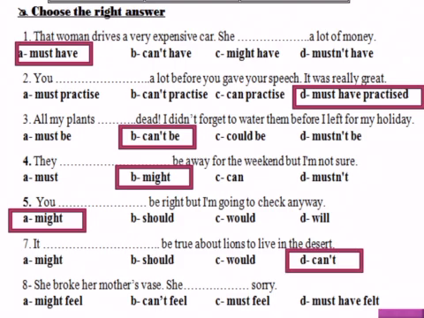Number 8, she broke her mother's vase. She blank sorry. This is in the past. I'm sure that she is sorry about what she did. So must have felt. Let's move to the second rule, which is very easy.